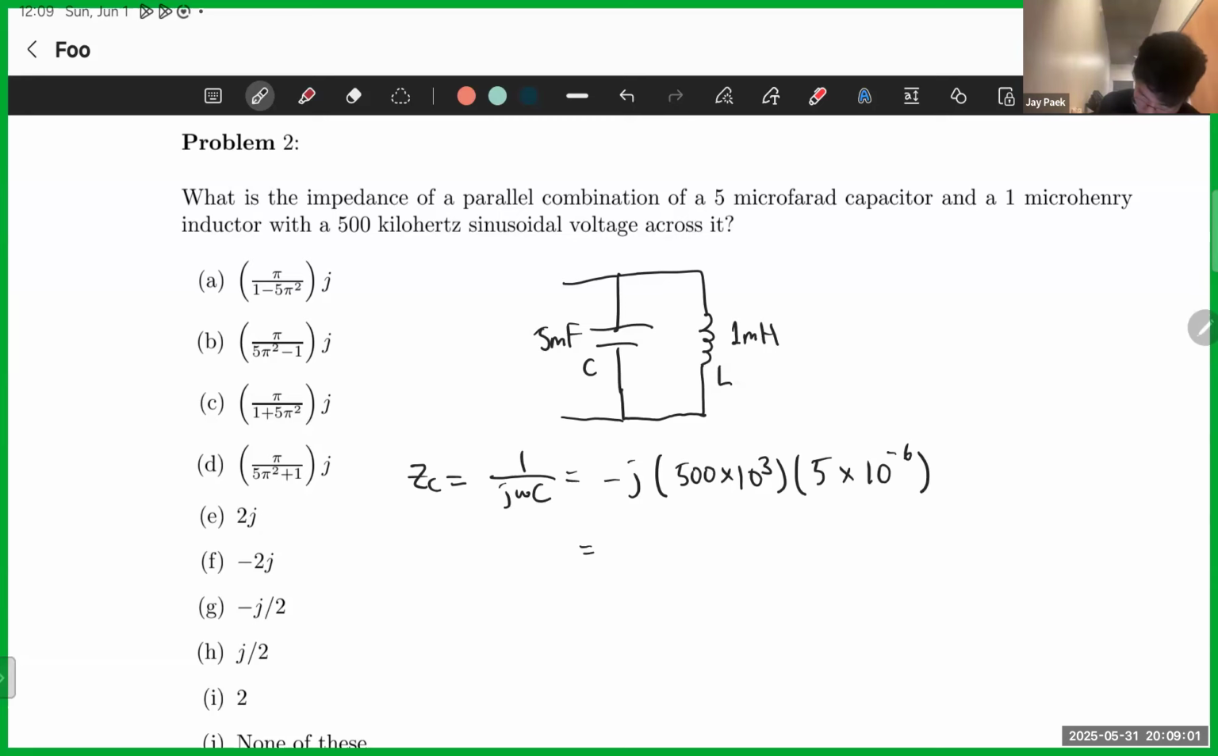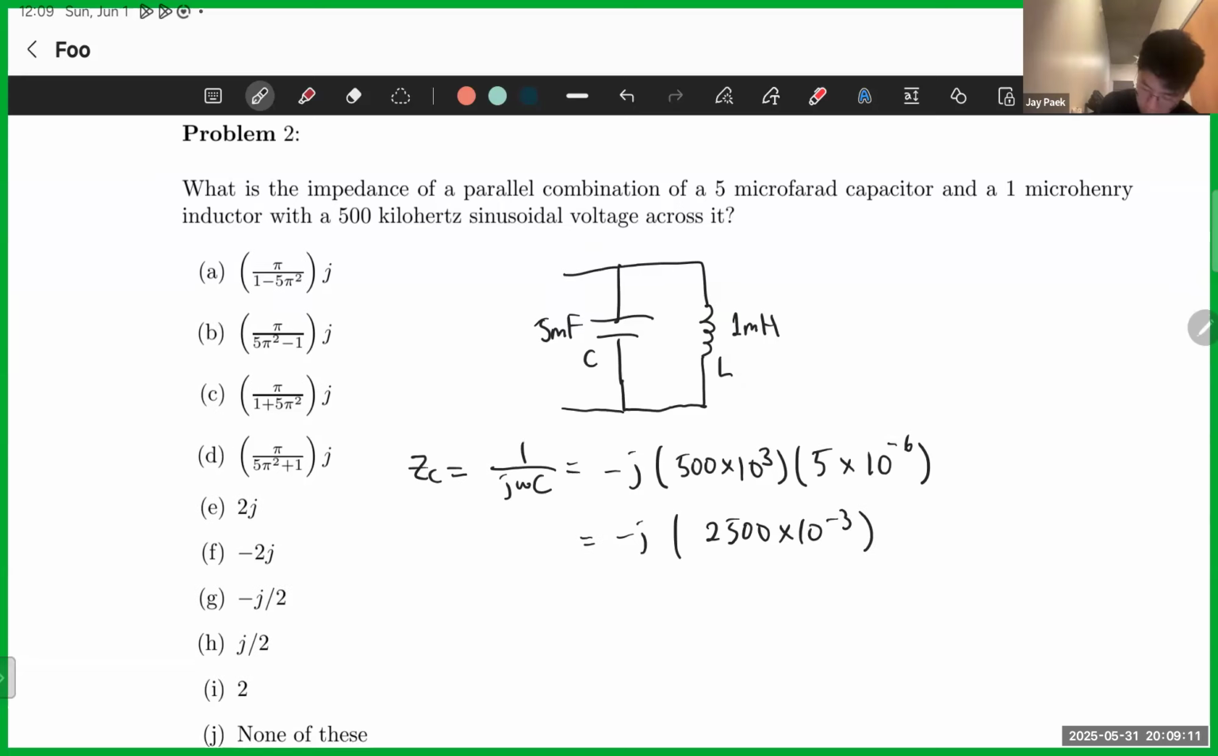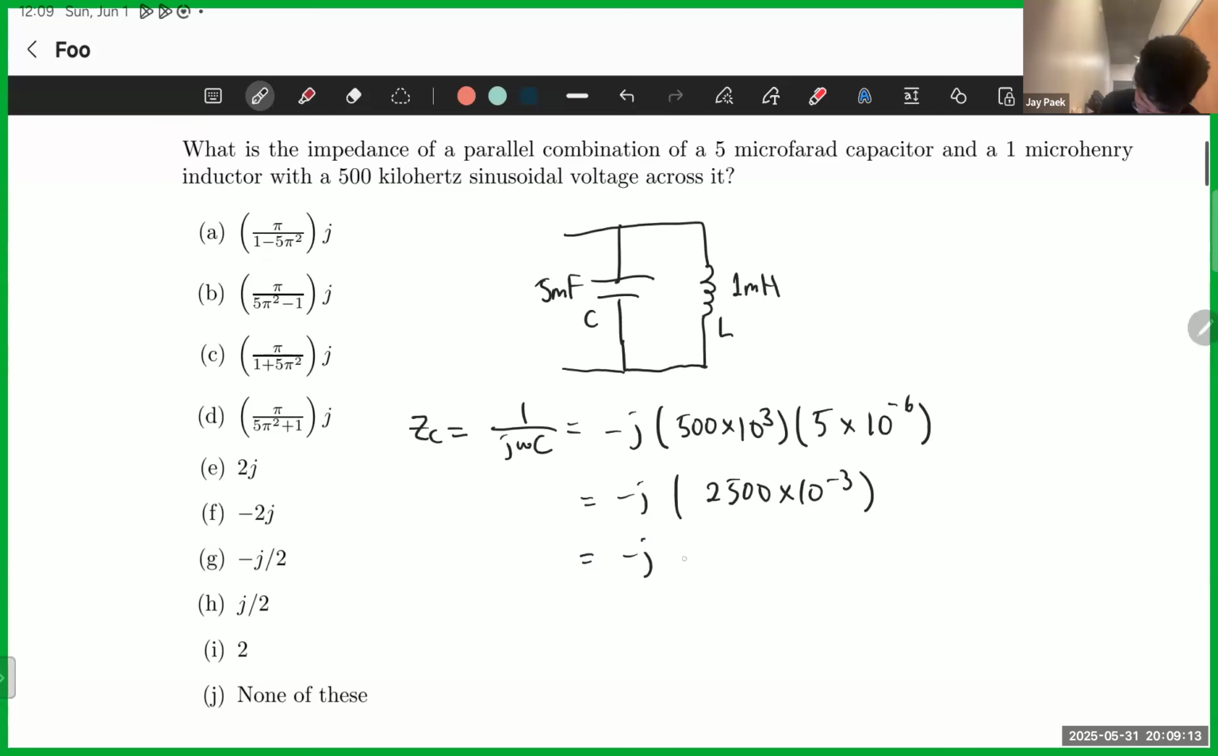And so what we obtain is negative J of 2.5, times 10 to the negative 3. But then this is just 2.5, negative 2.5 J. Splendid.